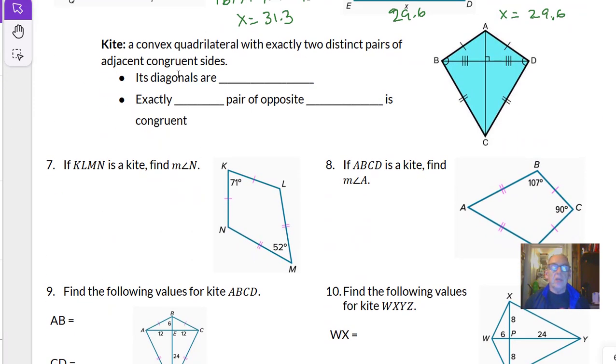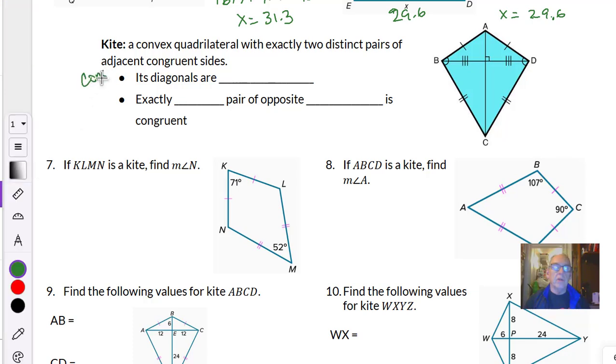Let's talk about kites. A kite is a convex quadrilateral with exactly two distinct pairs of consecutive congruent sides. They call them adjacent. I would call them consecutive. Its diagonals are perpendicular. Exactly one pair of opposite angles are congruent, and we call these the vertex angles. No, we call these the non-vertex angles.